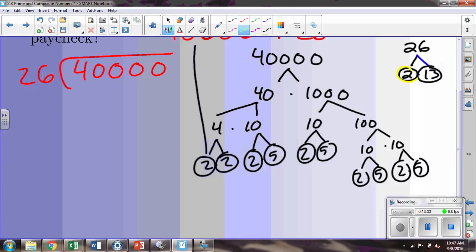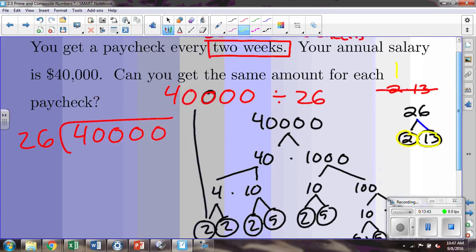We did get the 2. We got the 2 in several places, but we did not get the 13. And because the 13 is missing, that lets us know it is not possible for you to get the exact same paycheck every single time. There's going to have to be some kind of rounding. Sometimes maybe you'll get 5 cents, and other times you'll get 3 cents on your check. There has to be some kind of rounding to make it work.